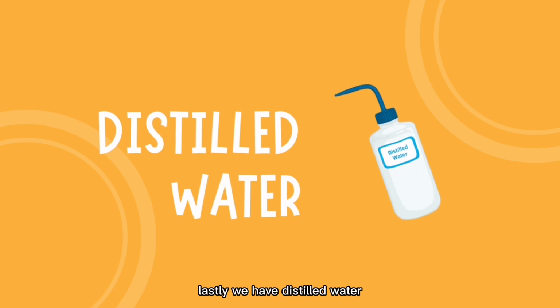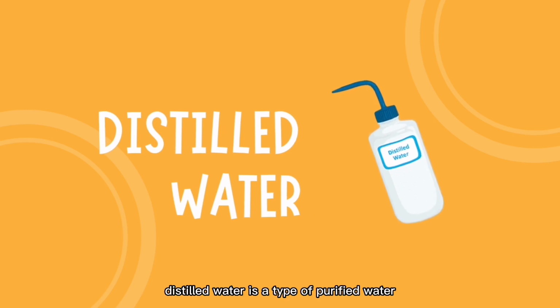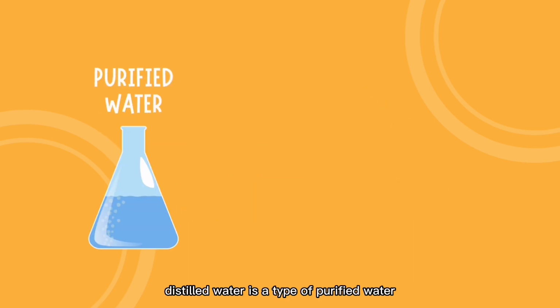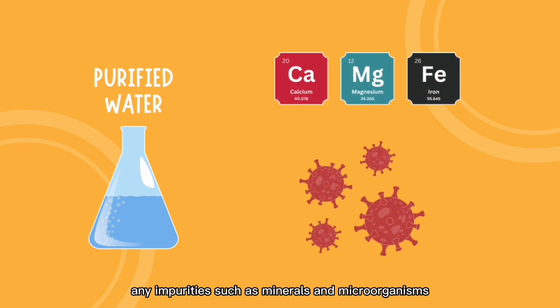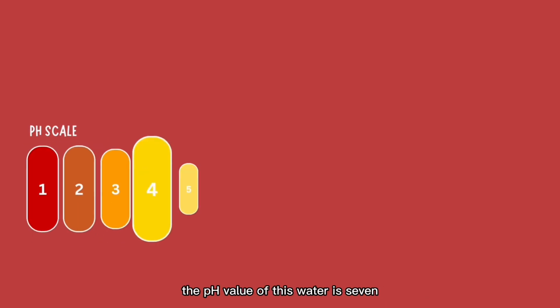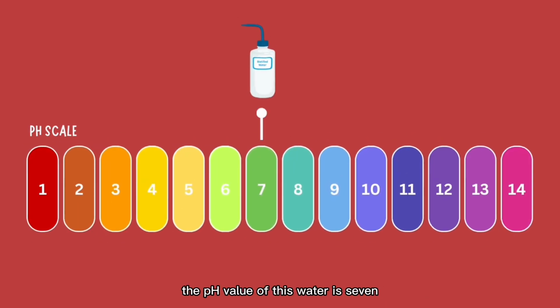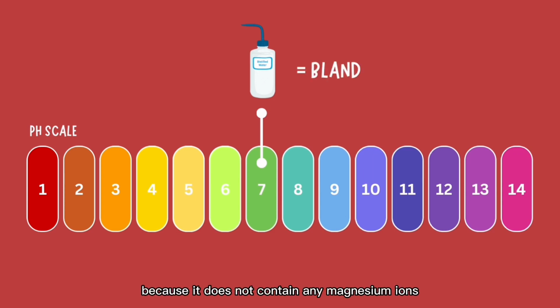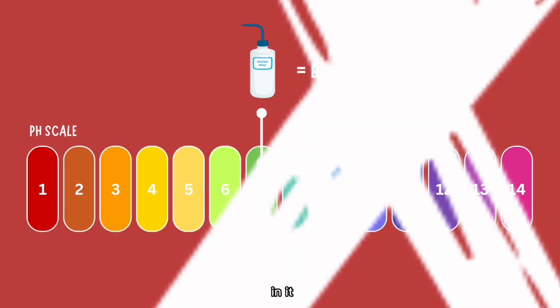Lastly, we have distilled water. Distilled water is a type of purified water that does not contain any impurities such as minerals and microorganisms. Since distilled water does not have any impurities, the pH value of this water is 7. And a fun fact, the water tastes bland because it does not contain any magnesium ions in it.